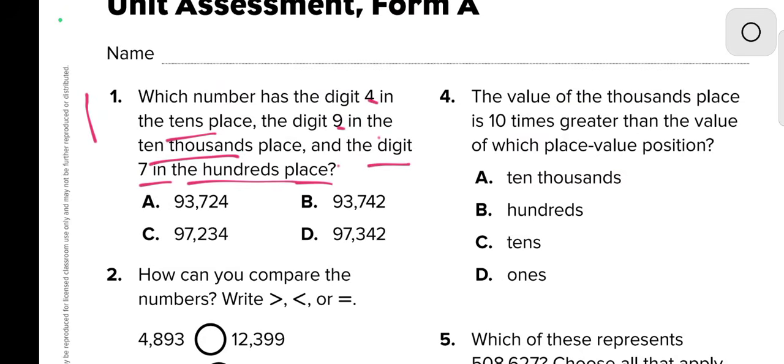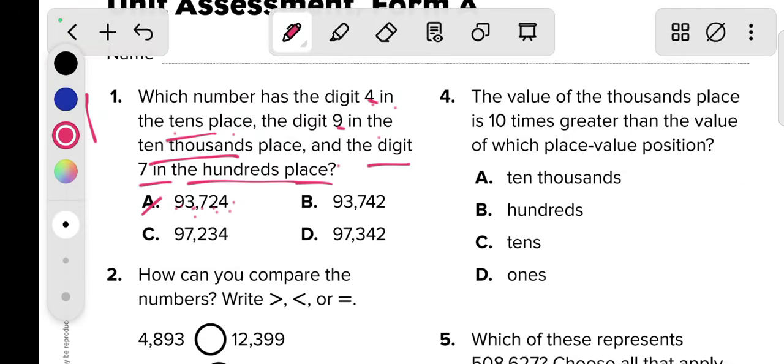Let's check the first one. 4 in tens place. This is the order of the place values here: ones, tens, hundreds, thousand, 10,000. So again, please, ones, tens, hundreds, thousand, 10,000. Okay, 4 in tens place. Ones, tens. Is this tens place 4? Nope. So this is wrong.